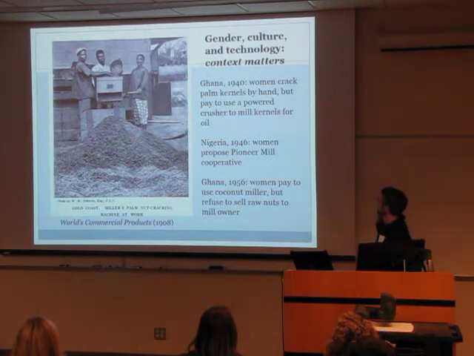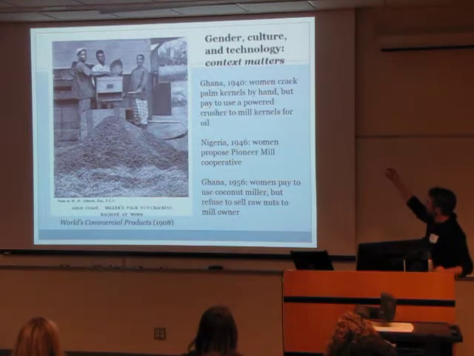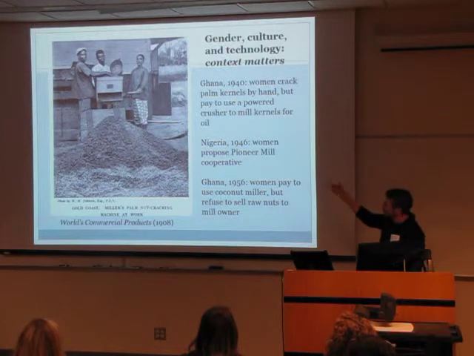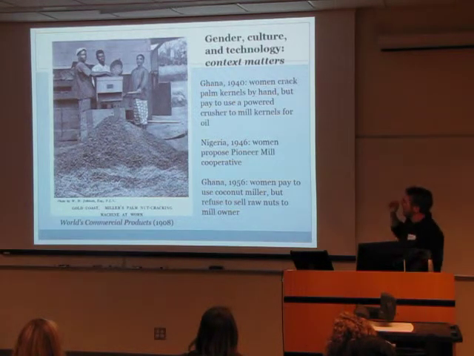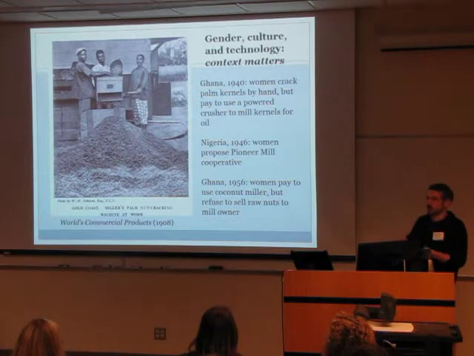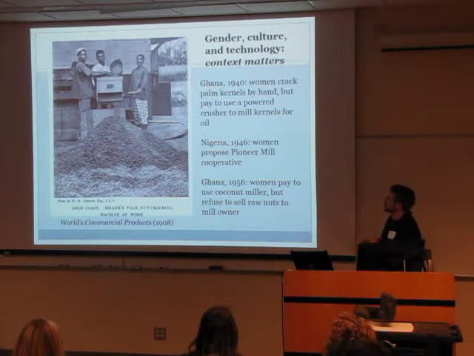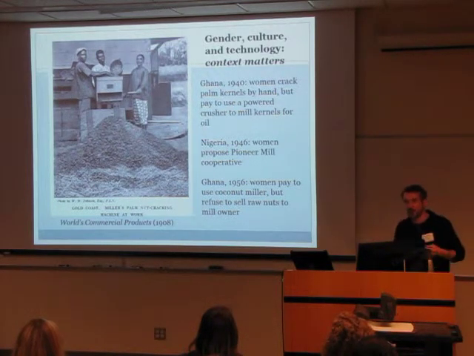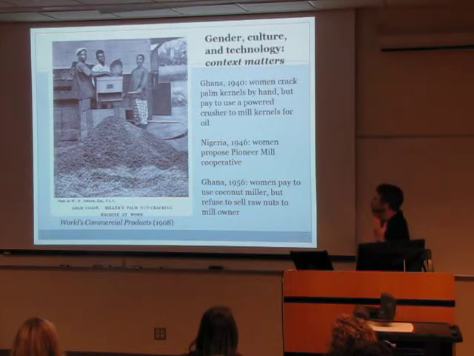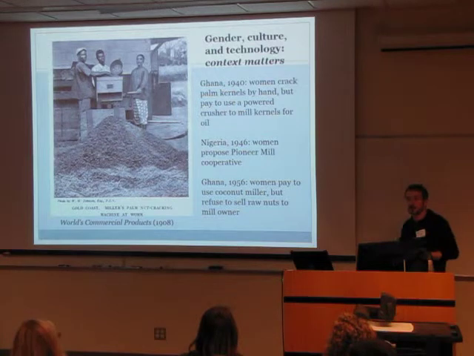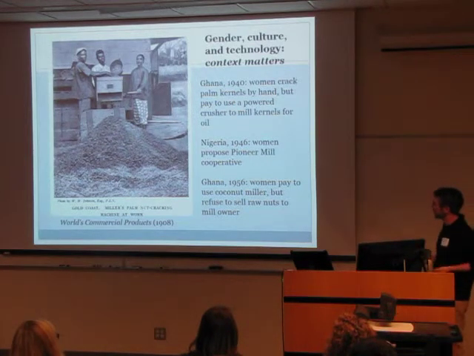For instance, in the 1940s, there are women who crack kernels by hand but pay to use a machine to grind them up into powder to make kernel oil. They're not willing to buy their own kernel crackers to mechanize the whole process because they're worried about cheap imports showing up any day. They have no control over national trade policy, so they're not going to invest in something that might be worthless the next day if foreign imports suddenly show up.